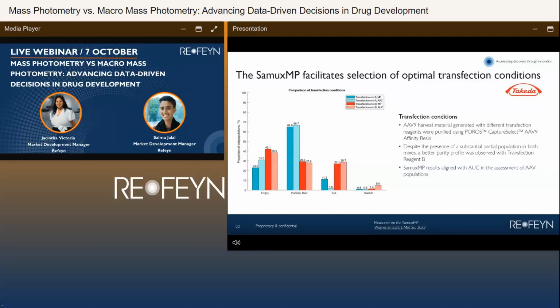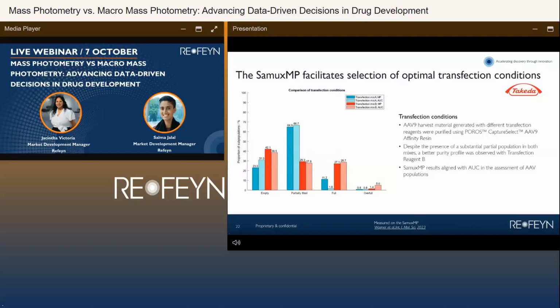So here again, this is a data set from a publication by Takeda, where they actually employed MP, mass photometry, in combination with a simple cleanup method for determination of the best or the optimal transfection mix, or the transfection condition. So in this experiment, they took the AAV9 harvest material, and a simple cleanup method that was used here was the POROS CaptureSelect AAV9 affinity resin, which takes roughly about an hour or so.